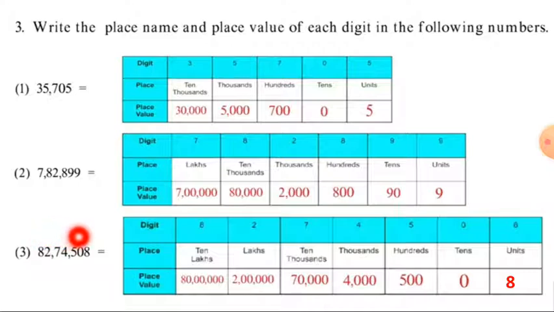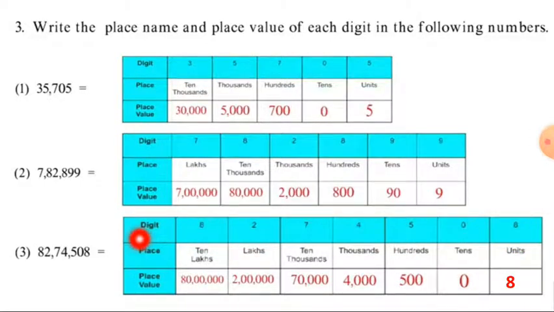82,74,508. Students, again copy the table like this, and in the first row write the digit and copy the numbers in front of that, which is 8274508. Now you have to write the place. 8 is at tens lakh place, 2 is at lakh place, 7 is at 10,000 place, 4 is at thousands place, 5 hundred place, 0 tens place, 8 is at unit place.